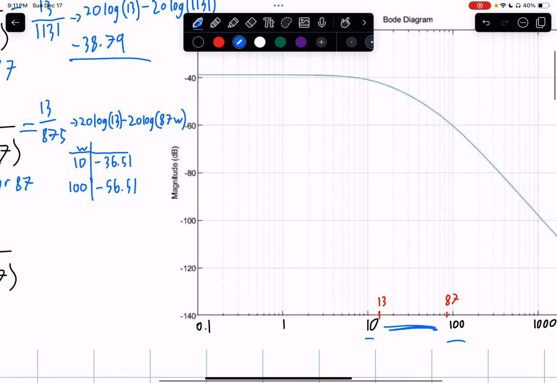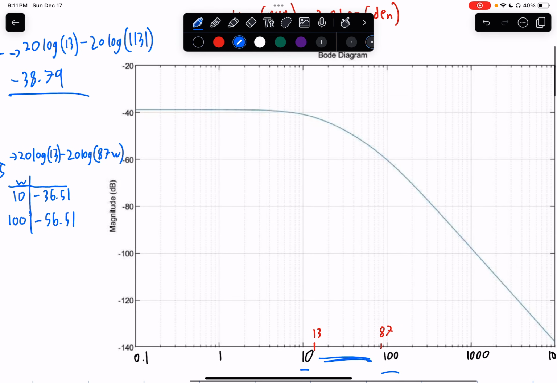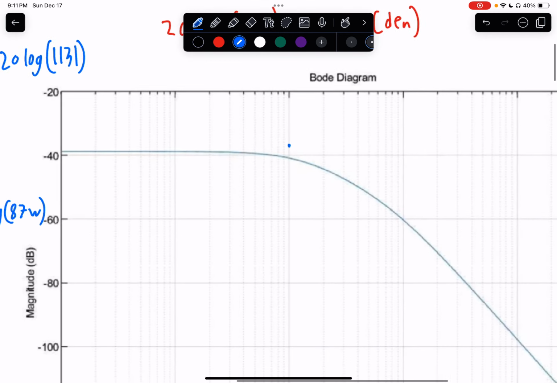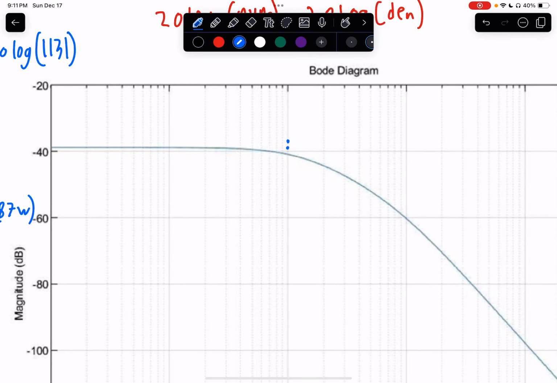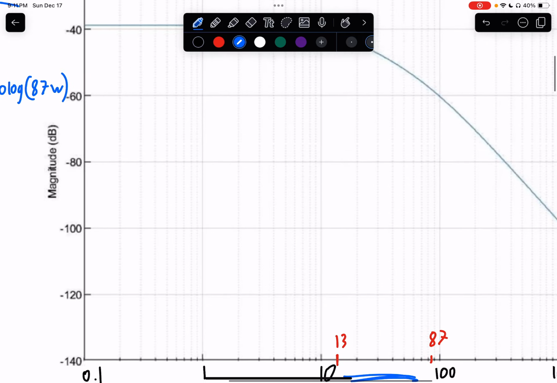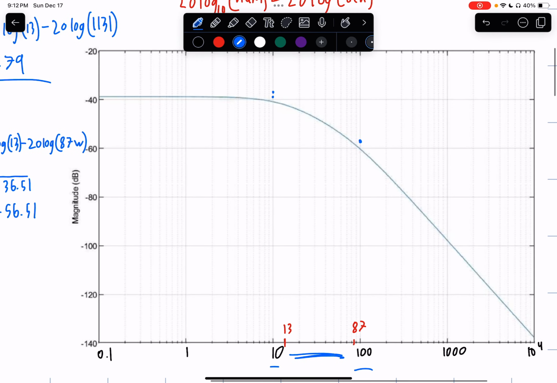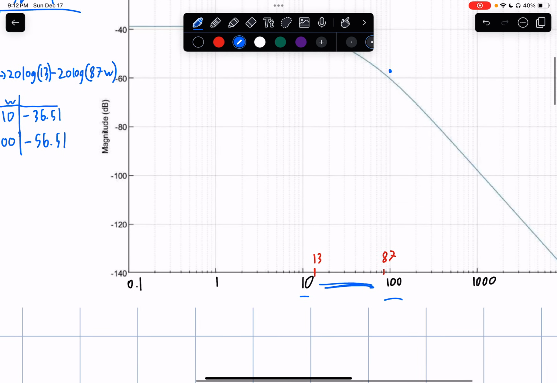Okay, and same thing here. If you look at 10, negative 36.51 is probably around there. The previous number was negative 38.79. We can put that one on the graph as well. It's a little bit lower. And then the second value that we got was negative 56.51. So I will put that on the graph as well, and that one is a little bit higher too. And no worries if it's off. Notice how the points right now are a little bit off on the graph. It's a straight line approximation, so it's not meant to be an exact fit to the graph.